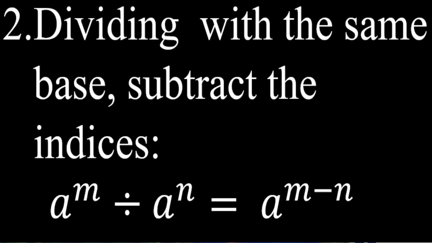Go to the second one. The second one is whenever you are dividing with the same base, what do you do to the powers? You subtract the powers. For example, we may have a to the power m divided by a to the power n, and then this gives us a to the power m minus n.